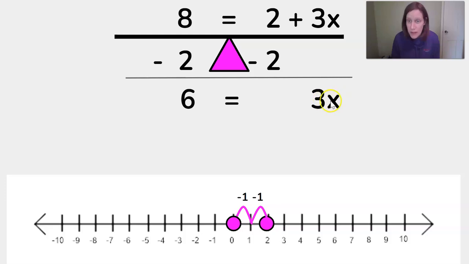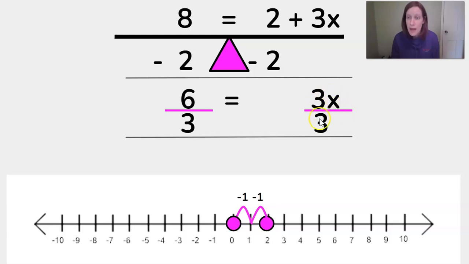The opposite of multiplication is division. So I'm going to divide both sides by 3. Remember that this line right here means divide. When we divide by 3, we're saying any number divided by itself is just 1. And then we're left with our 1x. So 3x divided by 3 is going to give us just x. And then 6 divided by 3 gives us 2. So we solved this equation and we found out that in order for 8 to equal 2 plus 3x, x would have to be worth 2.